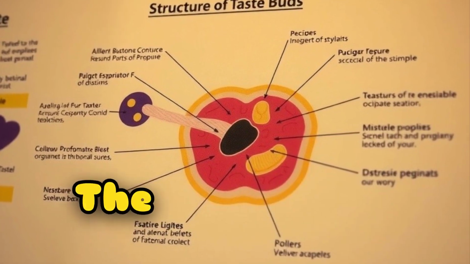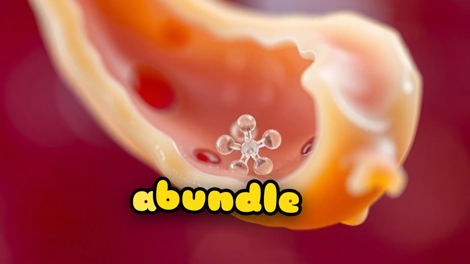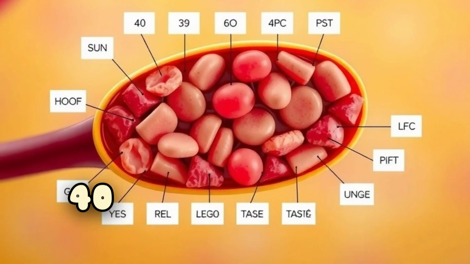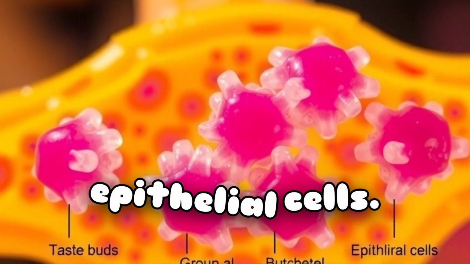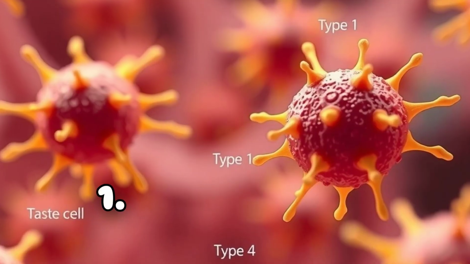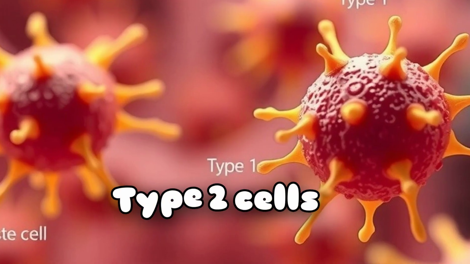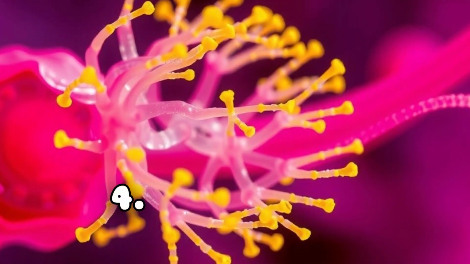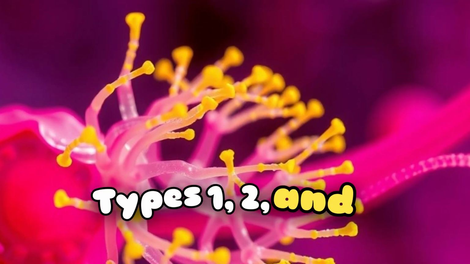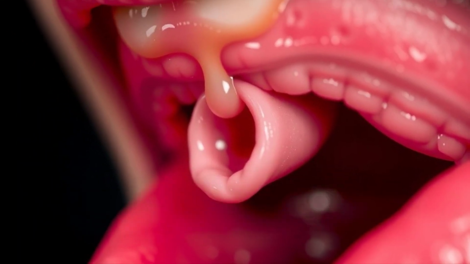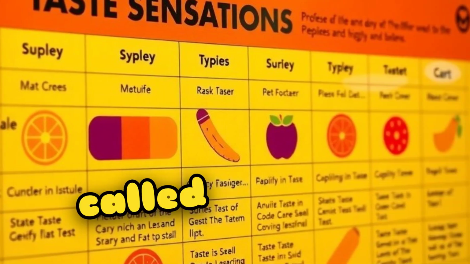Sensation of taste. The structure of taste buds. Each taste bud is a bundle of receptor cells. It contains about 40 cells, which are the modified epithelial cells. Cells are divided into 4 groups. 1. Type 1 cells. 2. Type 2 cells. 3. Type 3 cells. 4. Type 4 cells. Types 1, 2, and 3 have microvilli that project into an opening in the epithelial covering of the tongue. The opening is called the taste pore.